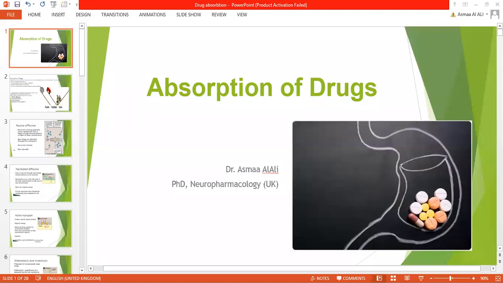محاضرتنا اليوم بعنوان Absorption of a drug. هي تكملة للprinciple of drug therapy. As you remember, in the last lecture we were talking about pharmacokinetics, and the first process we are talking about is absorption of drug.